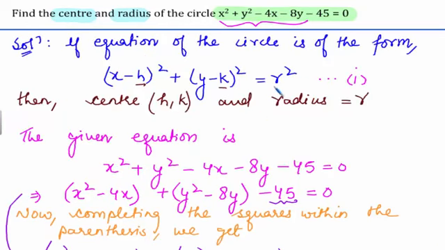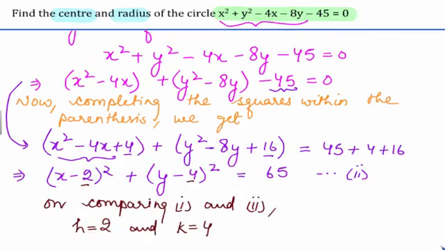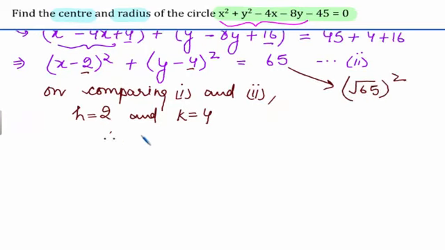And here we see that on the right hand side we have r square, so we have to write 65 in the form of its square. So it can be written as root over 65 whole square. Therefore, r is equal to root over 65.